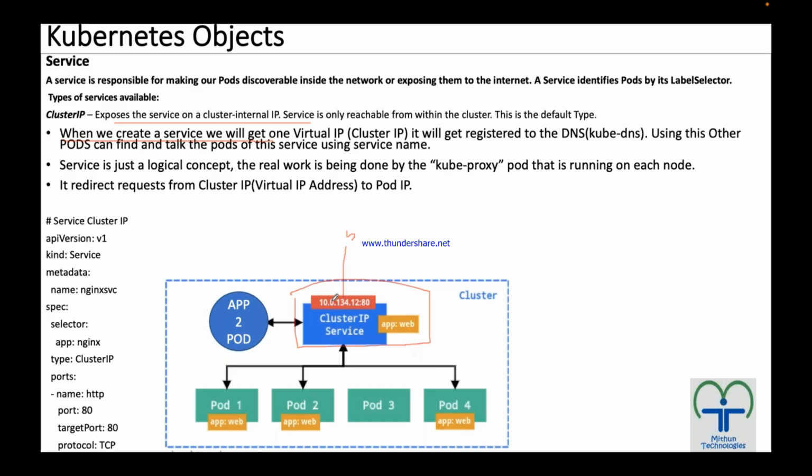This IP will be registered in the Kubernetes DNS. We already have DNS running, Kube DNS or Core DNS, within the cluster. So this IP will be registered with the name, whatever name we are going to use for that service. Then, can another application, let's say another pod, use this service name instead of using pod IPs, for accessing other pods? Yes.